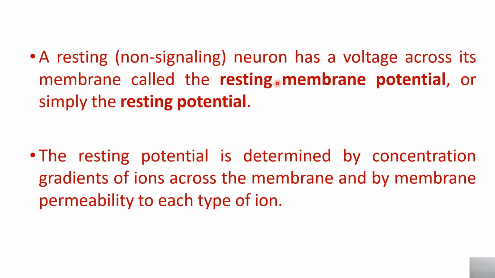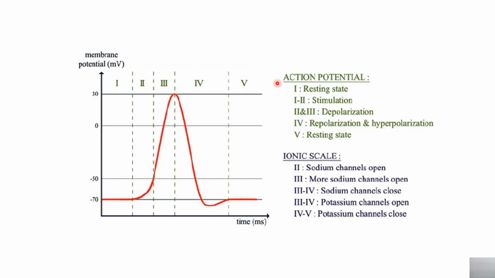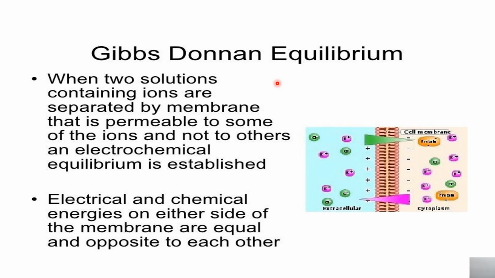Now, a resting or non-signaling neuron has a voltage across its membrane called the resting membrane potential, or simply the resting potential. The resting potential is determined by concentration gradients of ions across the membrane and by membrane permeability to each type of ion. We will not go into very much detail.